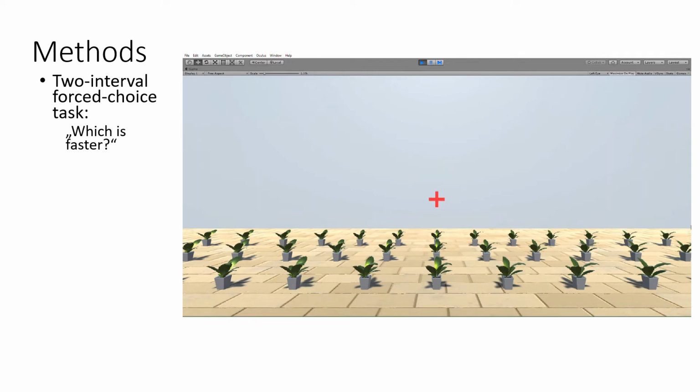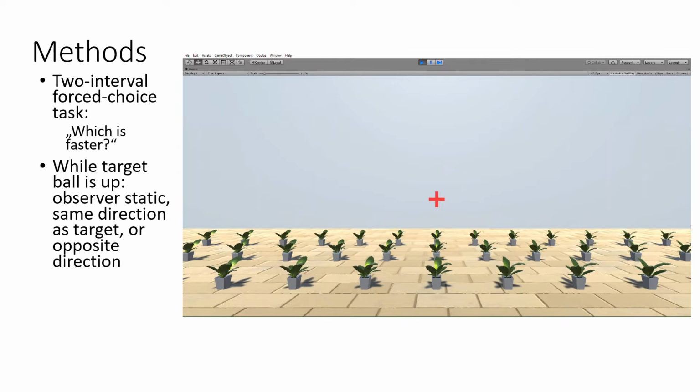While the big target ball was on display, the participants experienced visual self-motion, either in the same direction as the ball, in the opposite direction, or they could be visually static and not move at all. The speed of the big target was constant at one out of two speeds, and the speed of the ball cloud was controlled by an adaptive PEST staircase procedure.